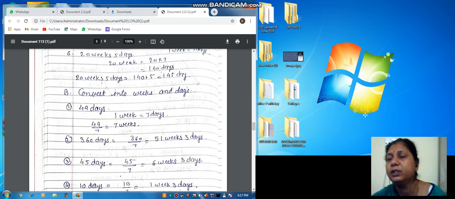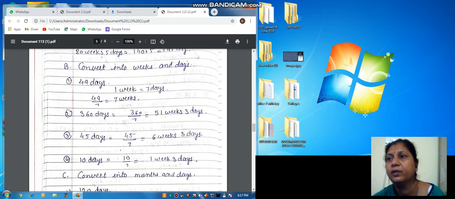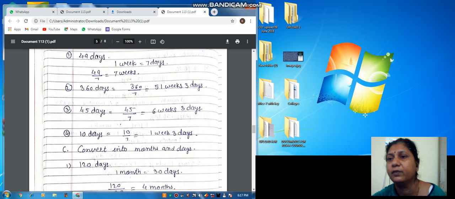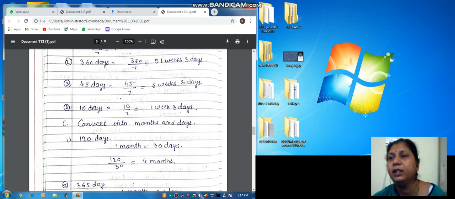360 divided by 7 we get, 7 5s are 35, 10 remains, so 7 1s are 7, and then 3 days, that is 51 weeks and 3 days. Next, 45 days. So 45 upon 7, so it is 6 weeks and 3 days. Next, 10 days. So 10 divided by 7 we get 1 week 3 days. Okay. Now next, see example.